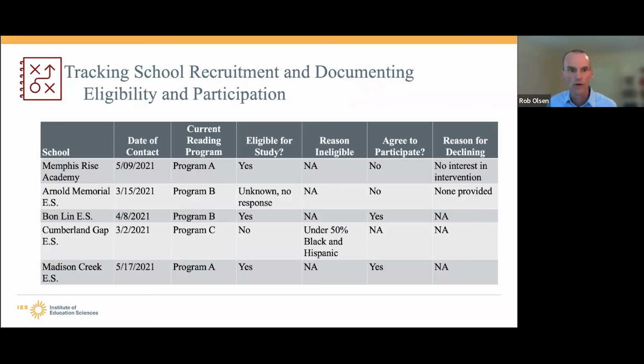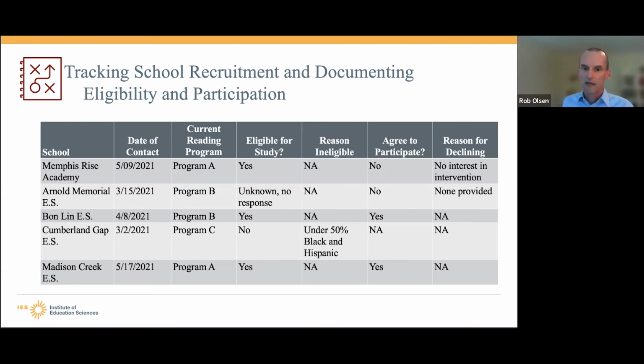Okay, so we are going to build on the earlier example. And the table shown here includes a tracking spreadsheet for this hypothetical study that Beth introduced. And in this hypothetical study, used this tracking spreadsheet to track the recruitment process for schools selected for the study. So in this particular example, Memphis Rise Academy wasn't interested in testing the intervention. This is pretty common when recruiting for impact studies.